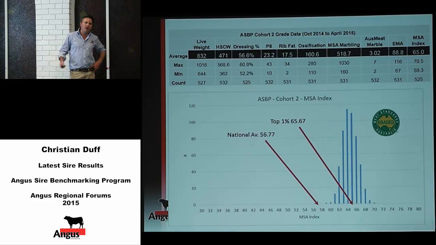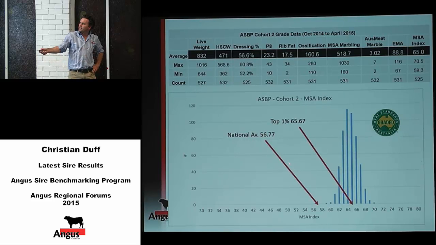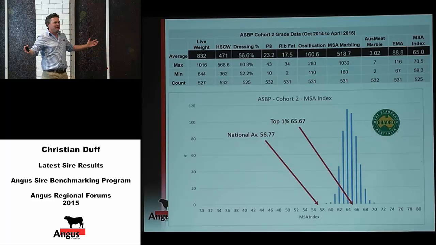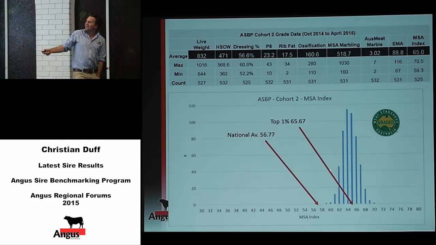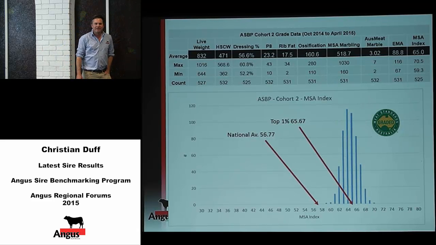Pleasingly, when you look at that from an overall cohort perspective, the cattle on average are in the top 1% of the breed for eating quality across everything that's graded. The national average is about 56 for MSA index. The range is from about 30 to 80. Our cattle are averaging around 65. To be honest, you'd probably hope for that, given the length of feeding, they're managed really well, plus they're also very good genetics, of course. So you'd expect that. Yeah, but they won't all do it.